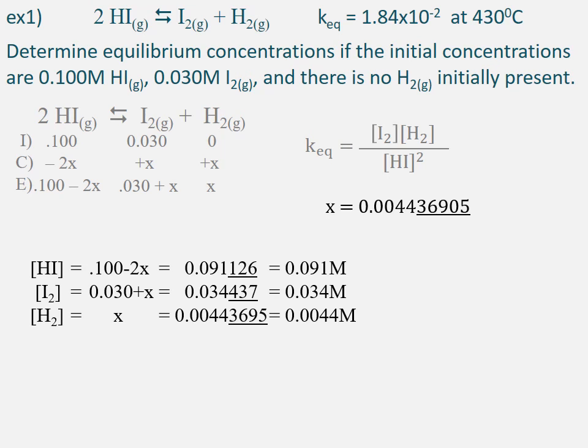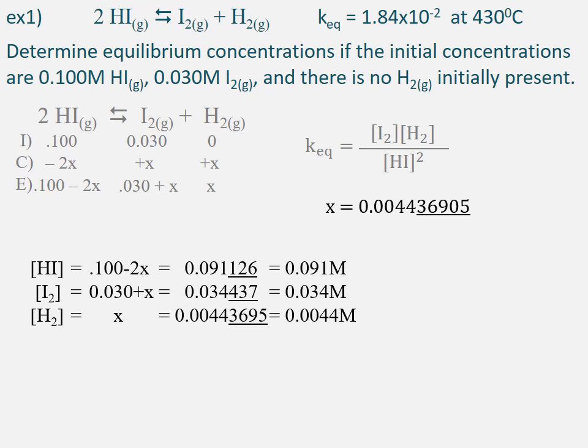When we substitute in, we are doing addition and subtraction. So if I look at HI, 0.100 is good to 3 decimal places. My x value is good to 4 decimal places. So that means my answer is only good to 3 decimal places. The I2, also 0.030 is good to 3 decimal places. X value to 4 decimal places, so my answer is only good to 3 decimal places. And the H2 is equal to x, and x had 2 significant figures, so that means H2 had 2 significant figures.